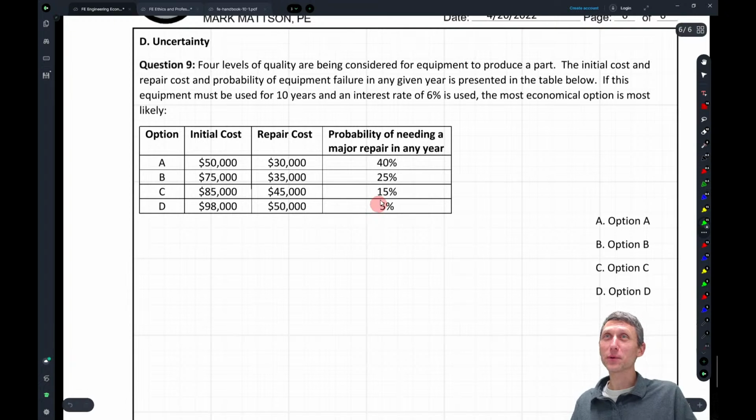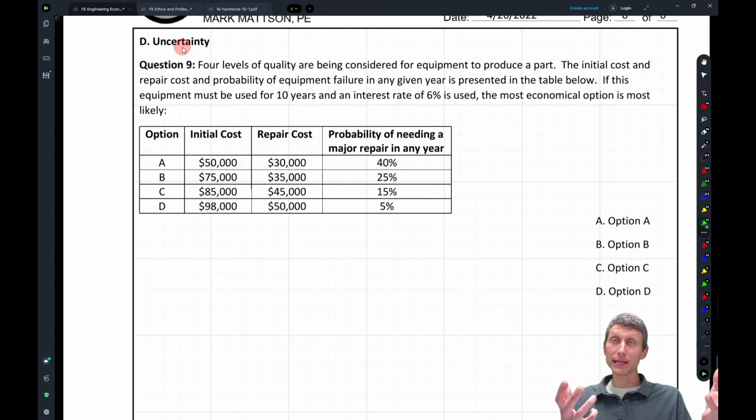So what do we got? We got 4 levels of quality being considered for equipment to produce a part. The initial cost and repair cost and probability of equipment failure in any given year is presented in the table below. So we're doing uncertainty analyses, and sometimes you have these percentage of events that might occur, and if the event occurs, then you're going to have a percent cost that gets added on.